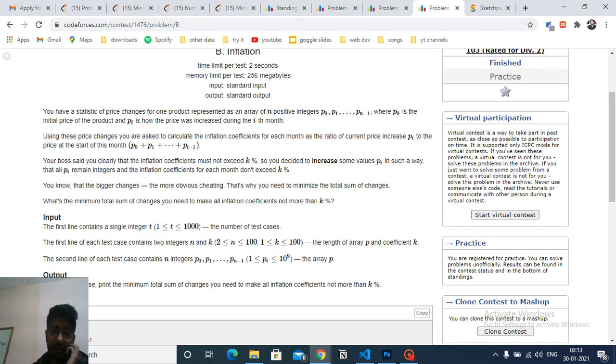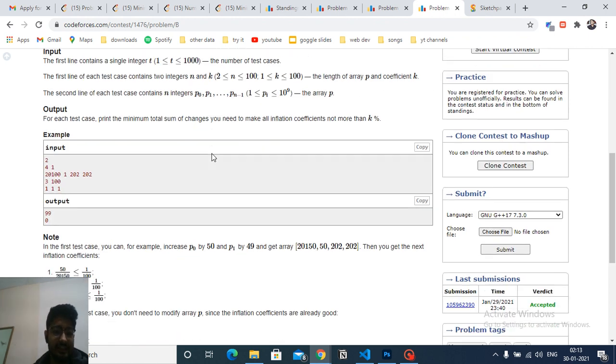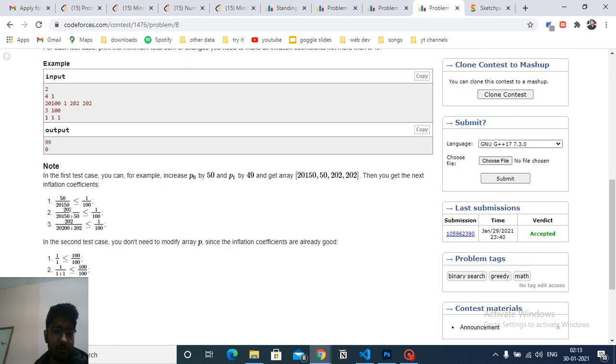Now you have to calculate the inflation coefficient. The inflation coefficient is equal to the increment in the next month divided by the total summation up to that point, previously. If you want to understand it more with an example, let's assume that this is the array, in which this is the initial product price, and these are the increments in each month. For this month, the inflation coefficient is equal to this value divided by the total summation previous to this. The total summation previous to this is this.